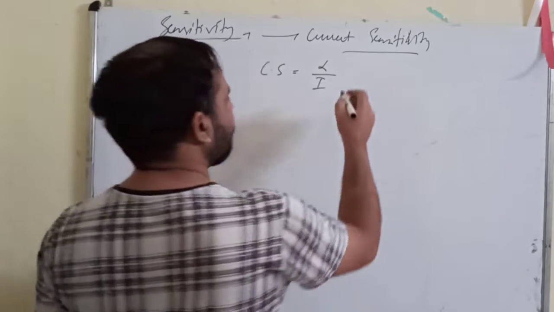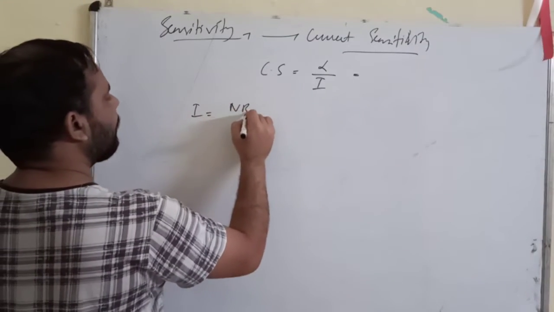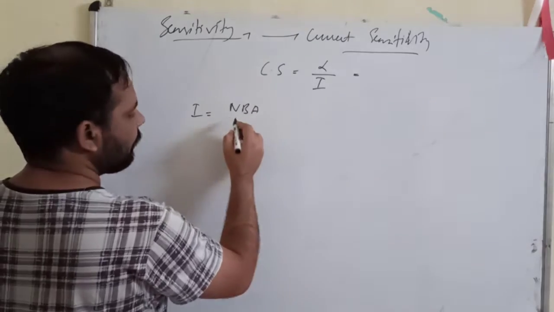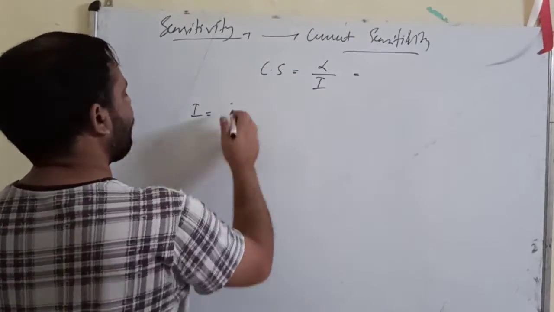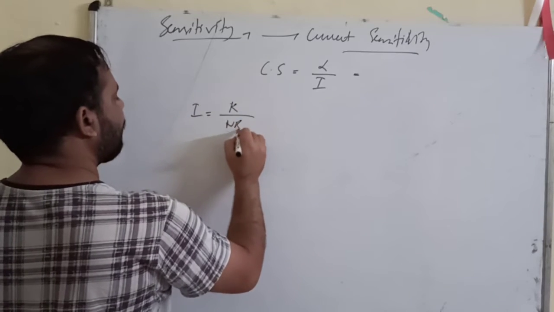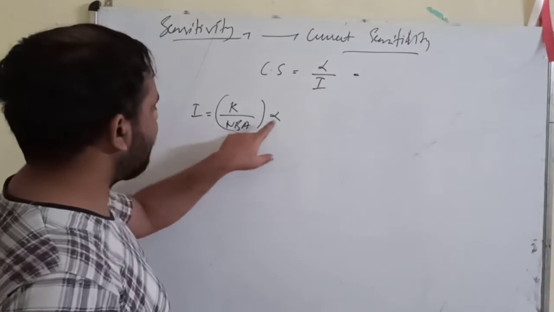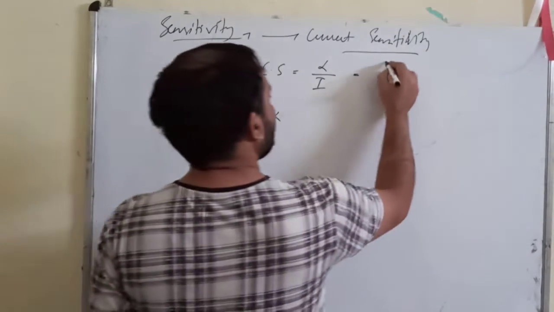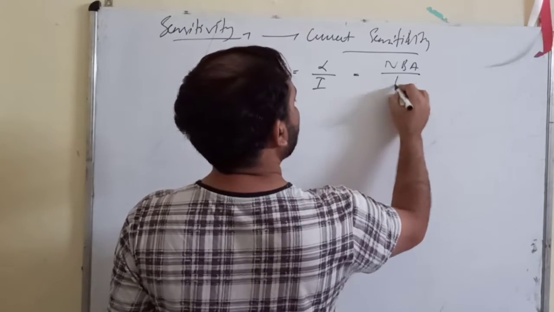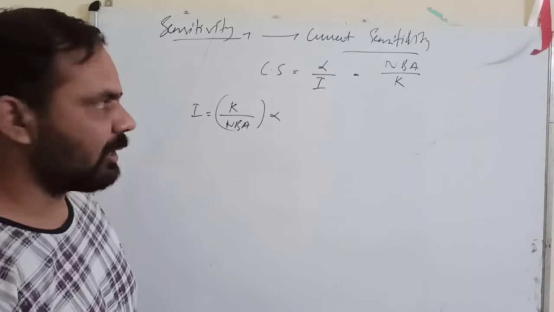Now how much is alpha upon I? We have the formula I equals K upon NBA into alpha. So how much will be alpha upon I? This will go to that side, and it is NBA upon K. This is the formula to obtain the current sensitivity.